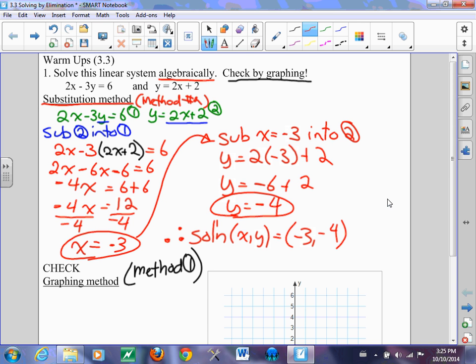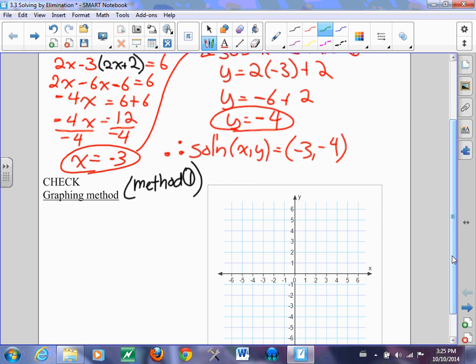Just a side note, folks, if I say to solve algebraically and then check, I would just want you to check using left side, right side checks. However, I did ask you to check by graphing, so by using another method. Most times, if I ask you for the check, you're just going to set up the left side, right side. So let's just rewrite our equations.